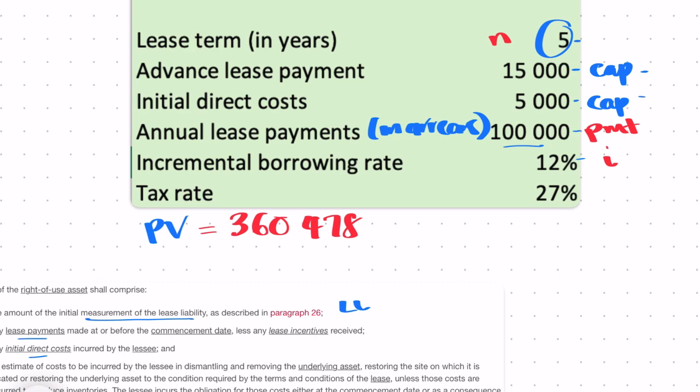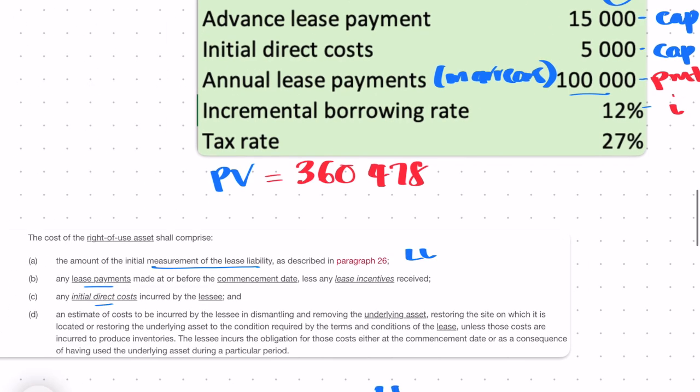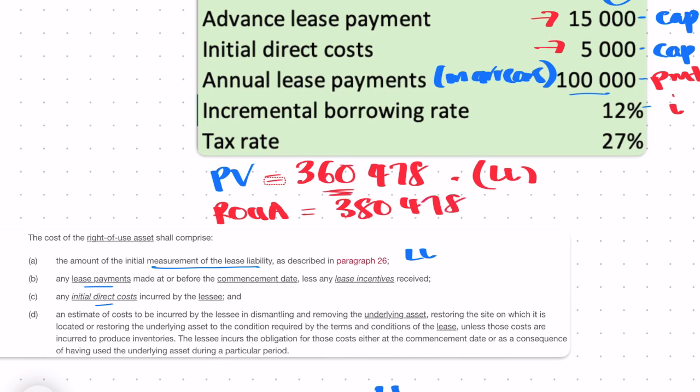So on initial recognition, the lease liability is going to be this amount. Okay, that's your lease liability. And then the right of use asset would be that lease liability plus the 15,000 plus the 5,000. So the right of use asset would be 380,478. That's effectively what's going to happen.